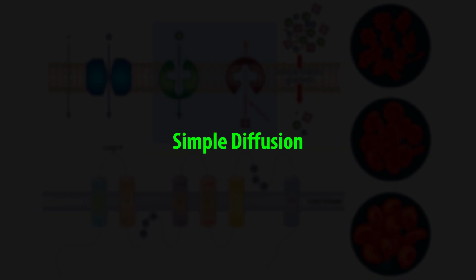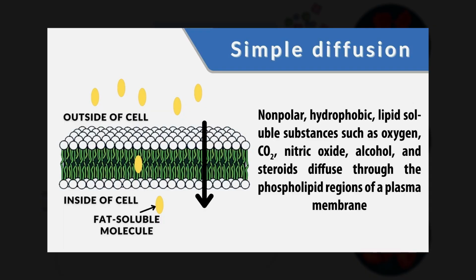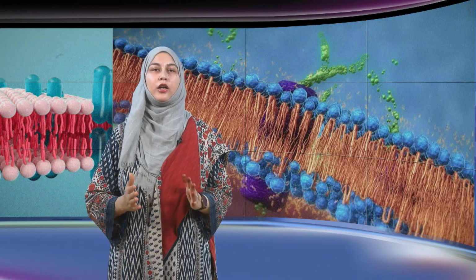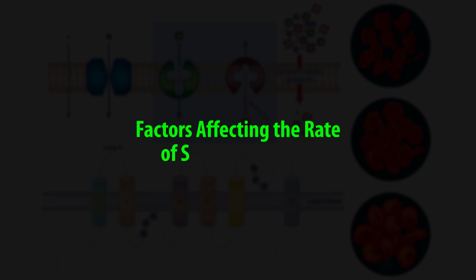Next are the types of passive transport. The first one is the simple diffusion. Non-polar hydrophobic lipid-soluble substances such as oxygen, carbon dioxide, nitric oxide, alcohol and steroids diffuse through the phospholipid regions of plasma membrane. No carrier proteins are required and its rate depends on concentration gradients and lipid solubility.